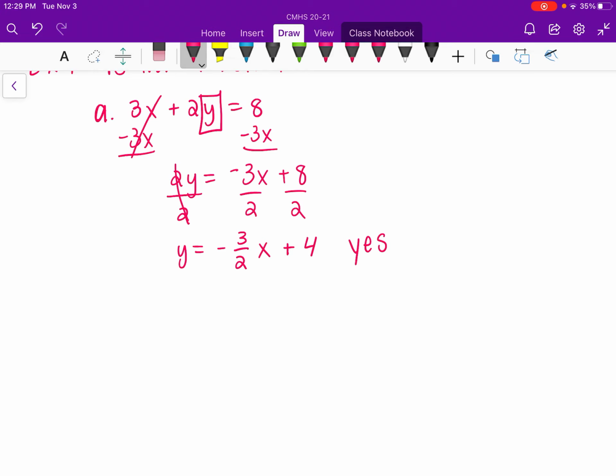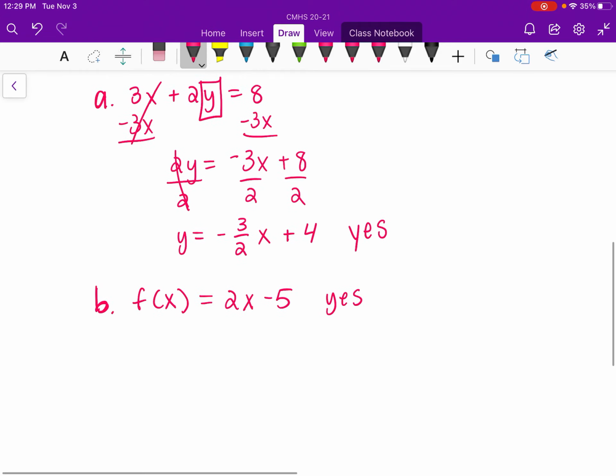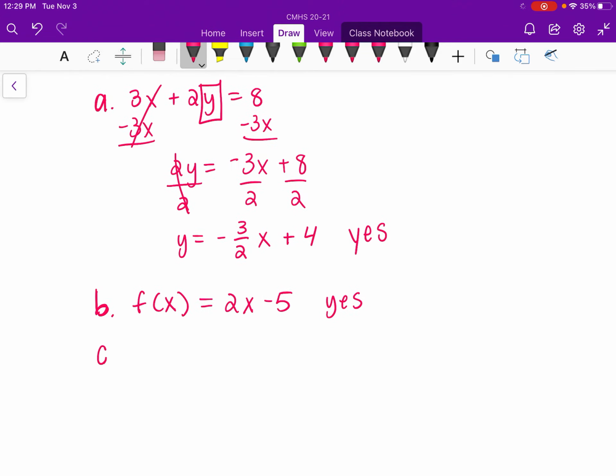Let's look at part B. This one is f of x, a function of x, is 2x minus 5. This is also in y equals mx plus b form, and the highest exponent is an invisible 1. So yes, this is also a linear function. Part C, y equals x squared plus 2. Right off the bat, this exponent is higher than 1, so this is a no.